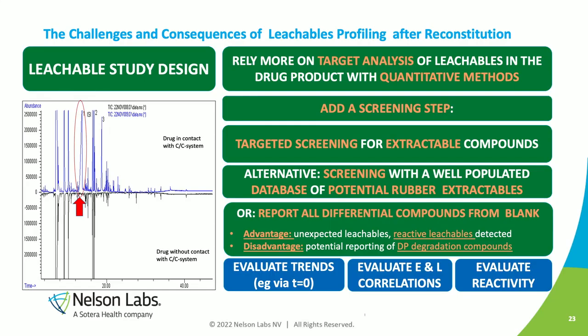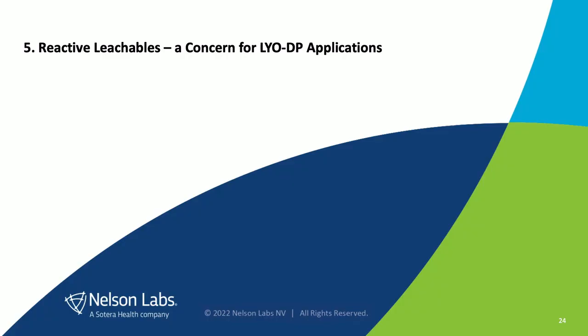There are three important aspects we need to evaluate: to provide a trend over time, so to see an evolution in the concentrations of the leachables throughout the shelf life; to provide the correlations between extractables and leachables; and to evaluate the possible reactivity of the reported leachables.